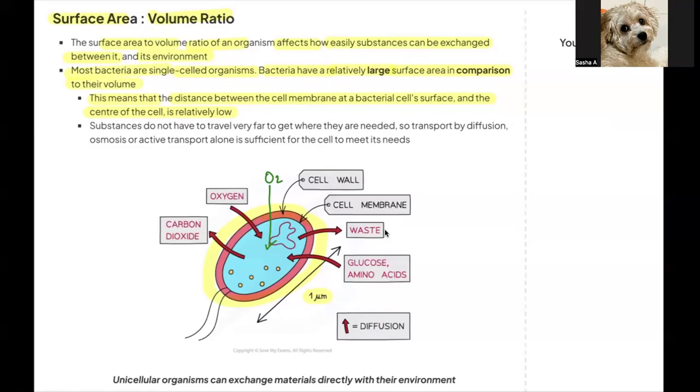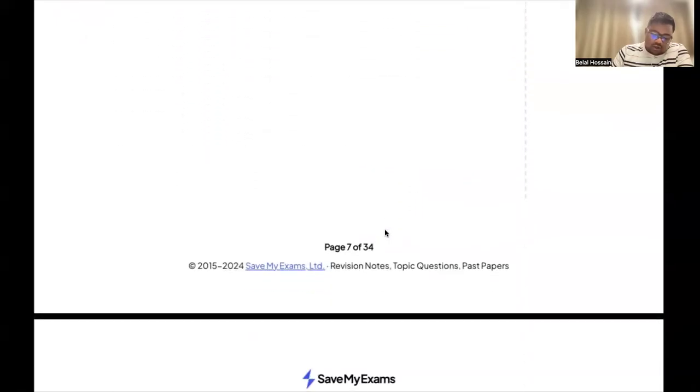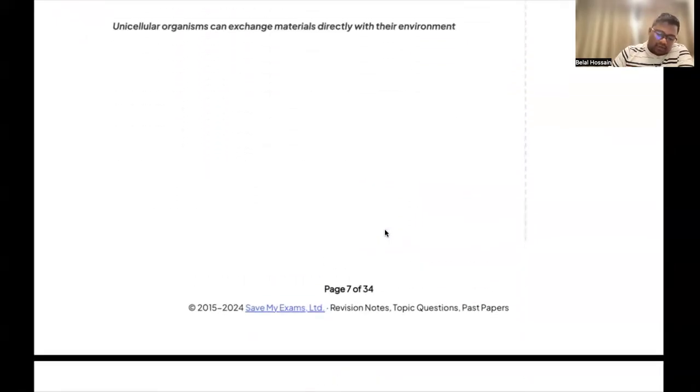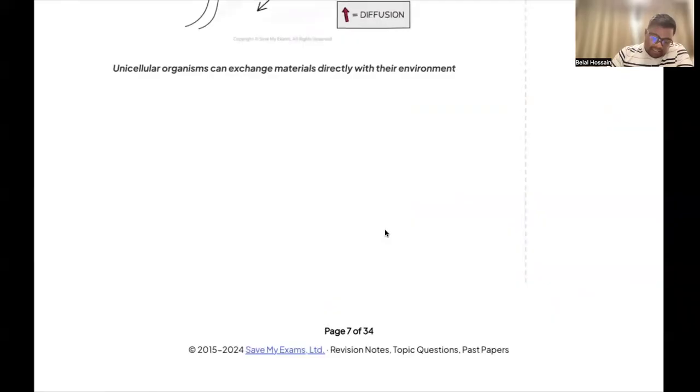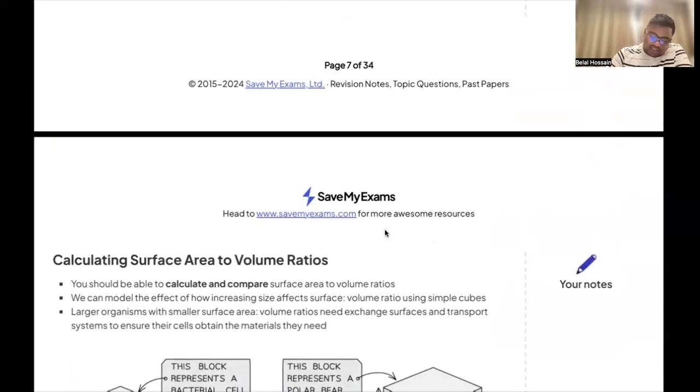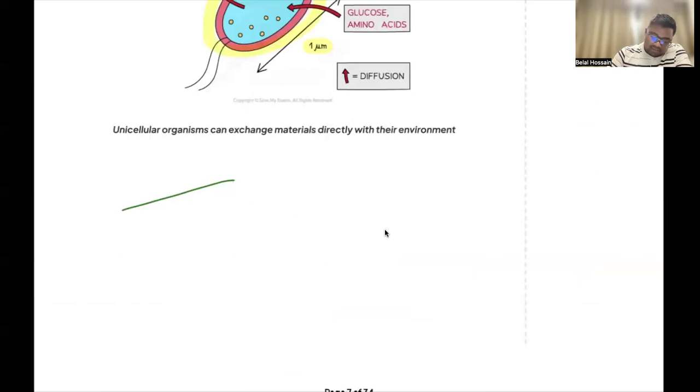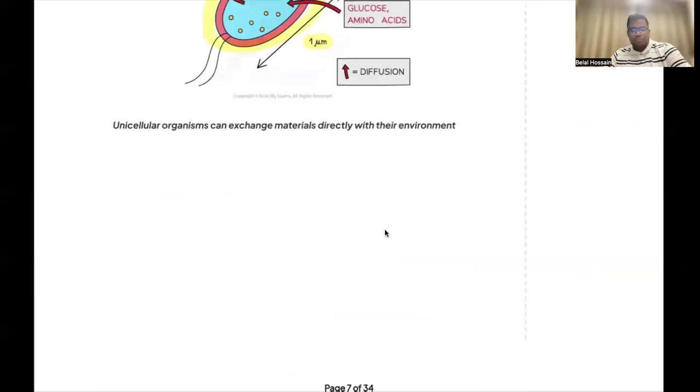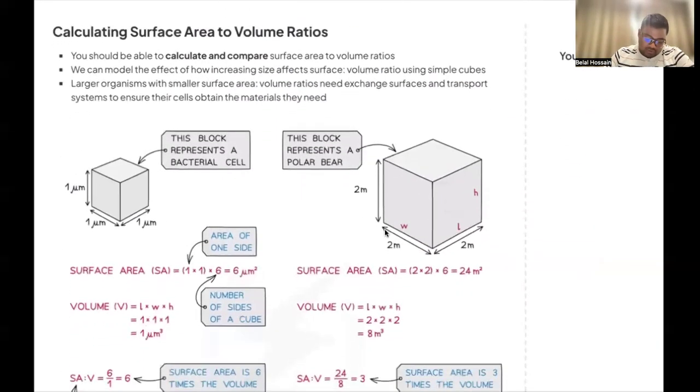Sir, I didn't understand the surface area to volume ratio. Okay, I will talk about it in greater detail. Now look into this one. In the left, I have a particular, I think we already have the picture, so I don't need to draw it. Okay, so let's look into this one first.